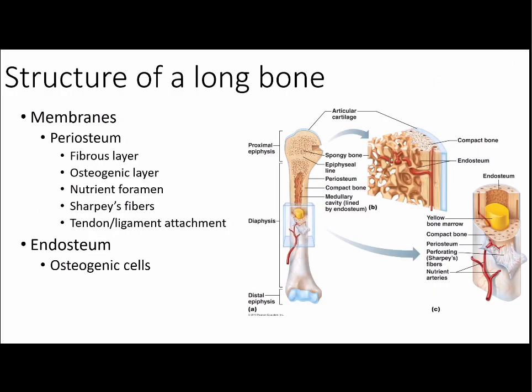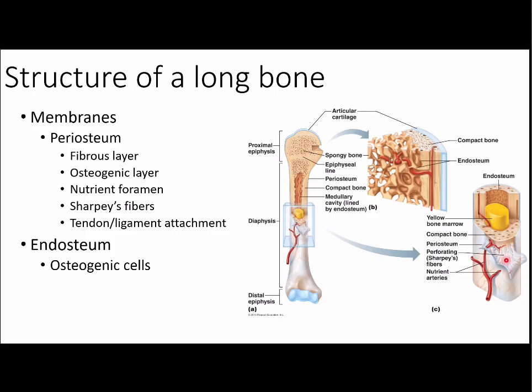Now, I also said in addition to the shaft and the ends of a long bone, we have specific membranes that we need to discuss. So we have our periosteum. So peri means around and osteo means bone. So your periosteum is this membrane that goes around the outside of your bone.